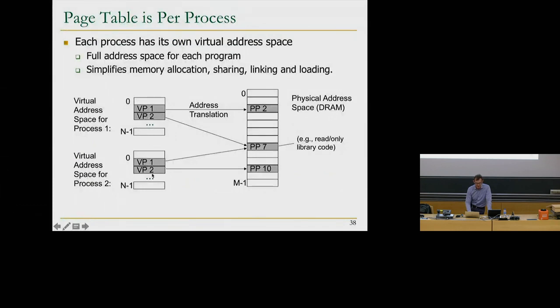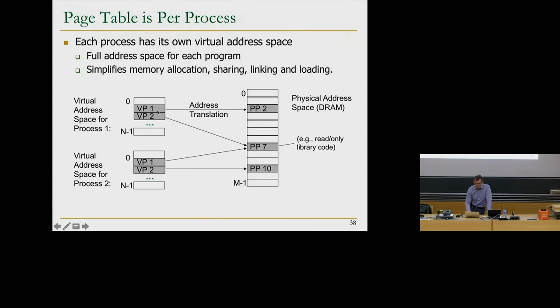It has a page table. This is another process 2. It has a page table, and they go through address translation mechanisms. So each process sees the full address space, virtual address space, of course. And you can see that this simplifies memory allocation, sharing, linking, and loading. The operating system handles a lot of these.